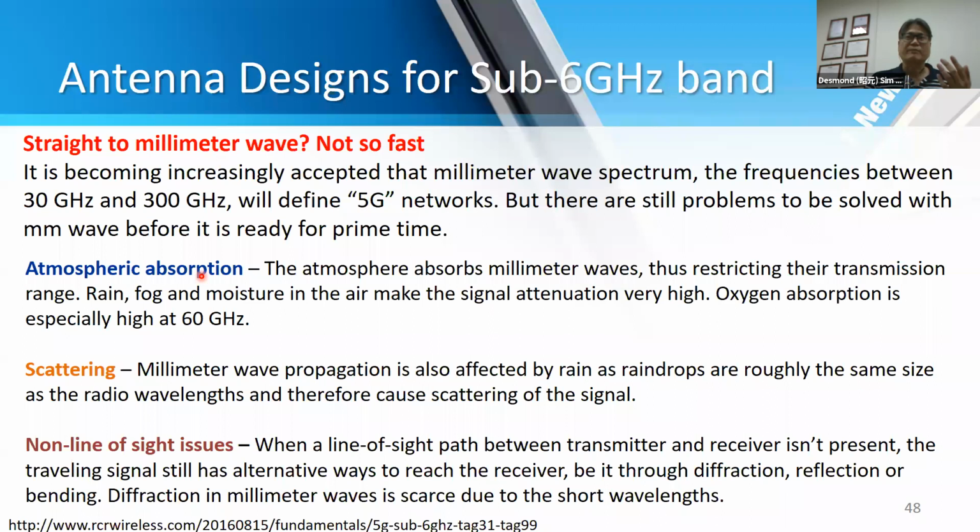One is the atmospheric absorption. As you know, if the frequency goes up to about 10 gigahertz, then the absorption in the air, in the atmosphere, will be very large. And another problem is a scattering problem. Millimeter wave propagation will be affected by the raindrops and anything that's the same size as the wavelength. So it is causing a lot of scattering of the signal. And last but not least, right now is the non-line of sight issues.